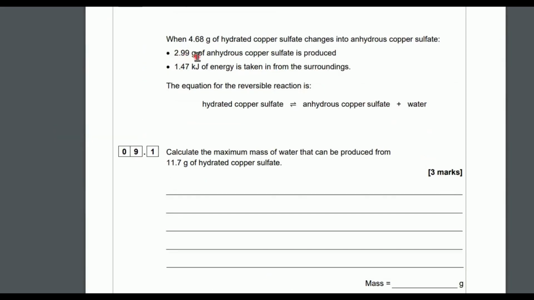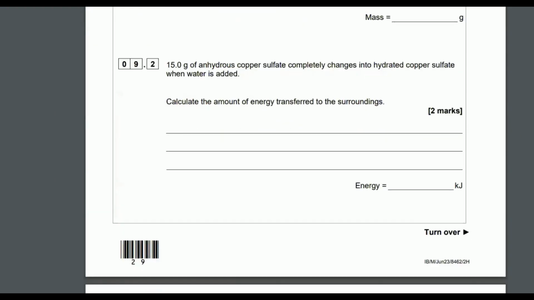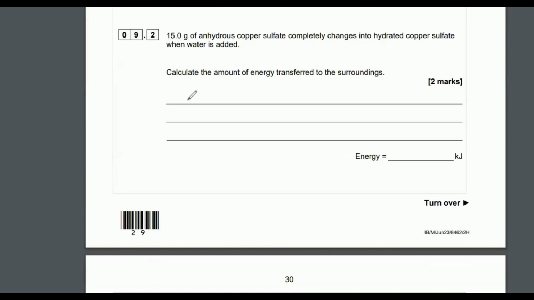So we know that 2.99 grams, once again, has taken in 1.47. We're looking at how much is released here, the opposite, but it's the same kind of thing. So we're going to do 15 grams divided by 2.99 times 1.47, and that's going to give us the amount of kilojoules that are transferred to the surroundings. The amount of energy in is going to be equal to the amount of energy released when either you make it or you break it, essentially. The answer is 7.37.